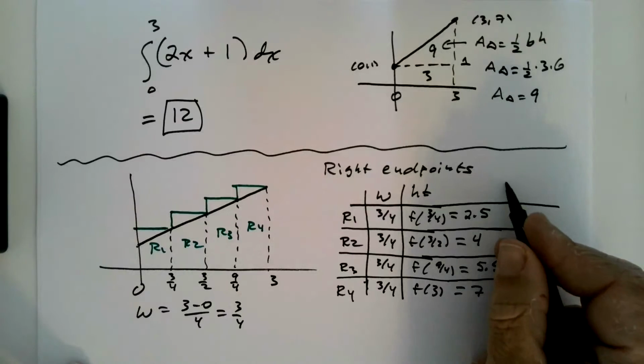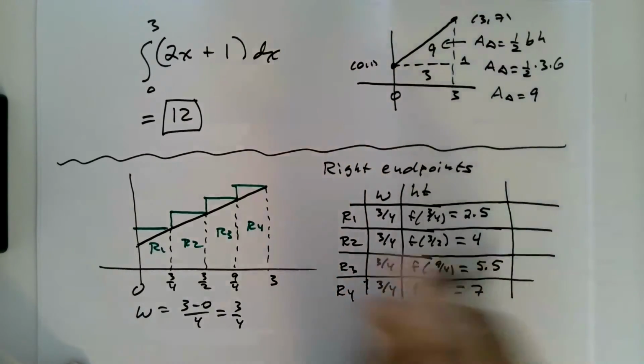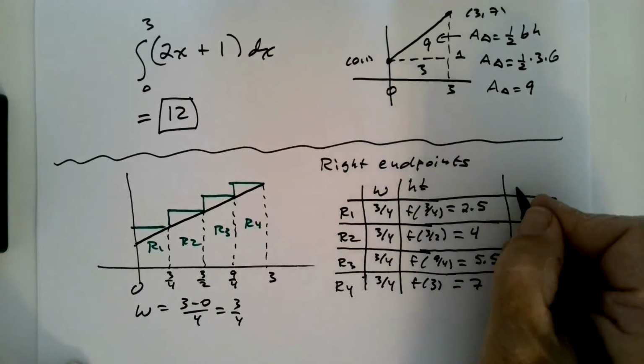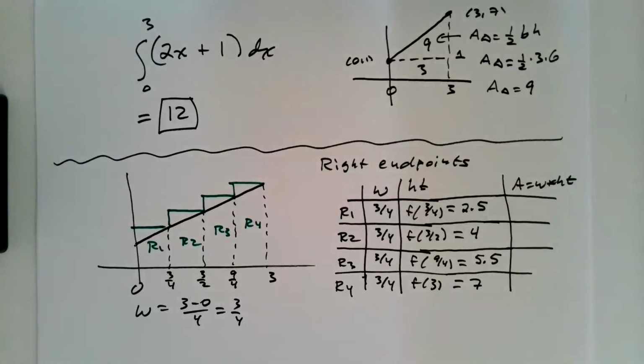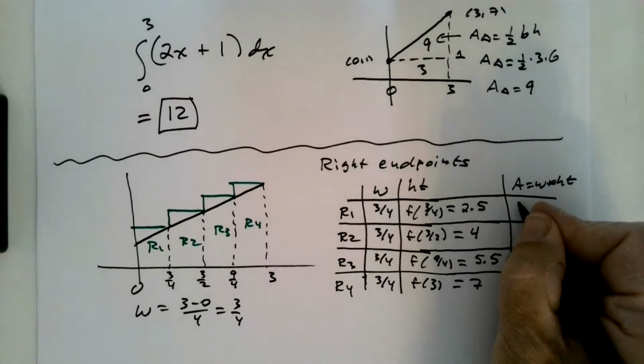How am I going to find the area under the curve? I'm approximating it with these 4 rectangles. But area is width times height. So I have 3/4 times 2.5. 3/4 times 2.5 gives me 1.875.